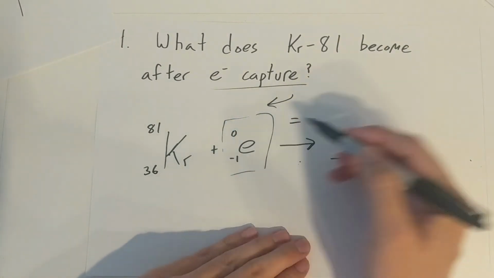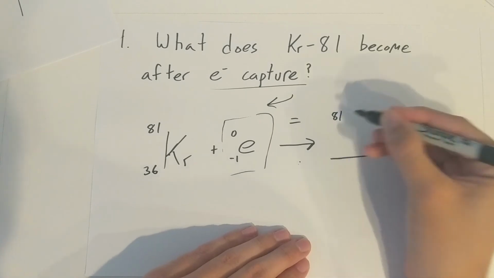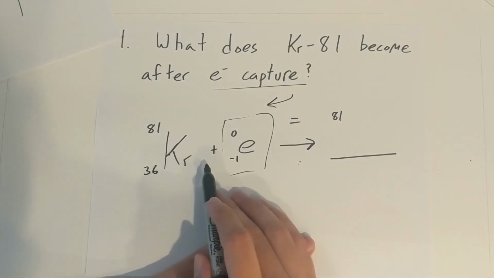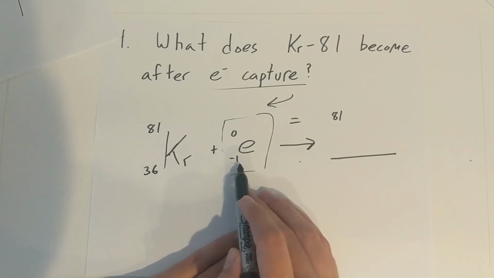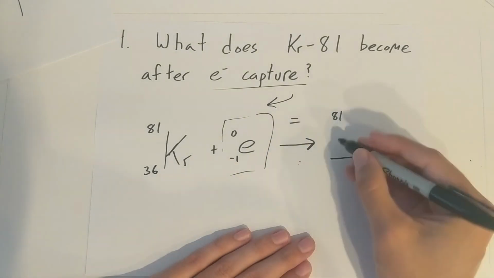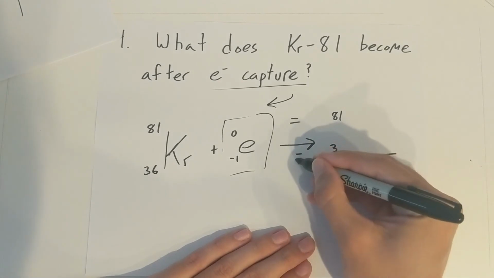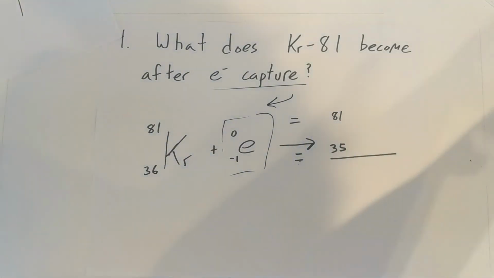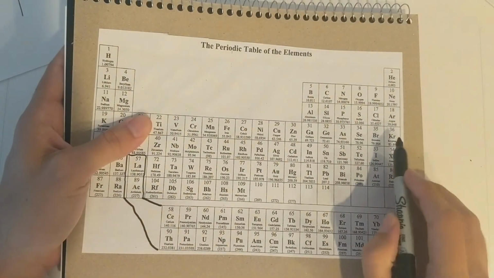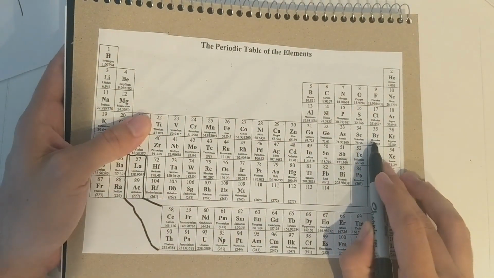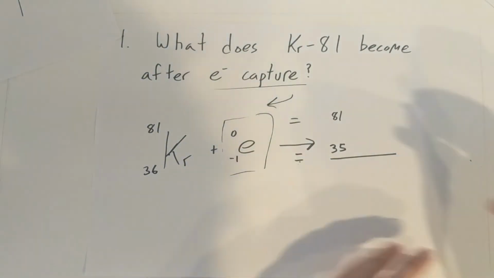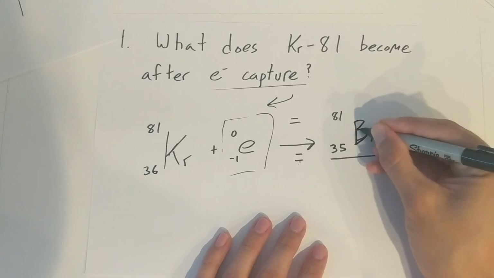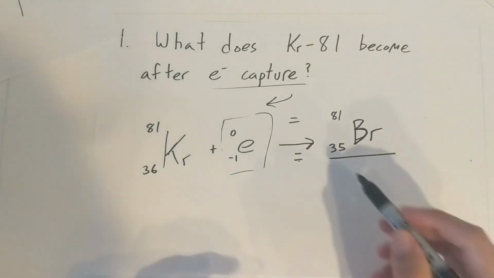So 81 plus 0 is equal to 81. So that mass number stays the same. 36 plus negative 1, so 36 minus 1 is going to be equal to 35. And we could figure out what element this is. Atomic number 35 would be bromine. So we got bromine 81. And that is our answer.